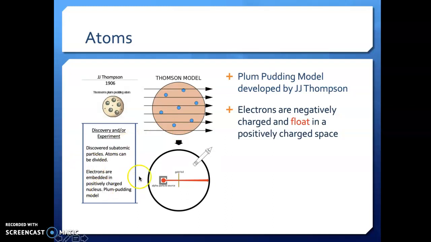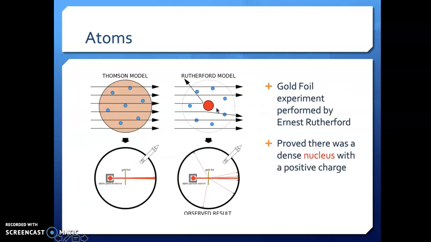So as we'll see next, there's this gold foil experiment. And if this was the case, then you'd expect these alpha particles to just go right through a sheet of gold foil. But as we see with the Rutherford model, many of them went straight through, but many of them also bounced off. So you get these arrows going in all these directions of alpha particles, or a spreading of that ray. And what that showed us is that we have a dense positively charged nucleus in the center of an atom.